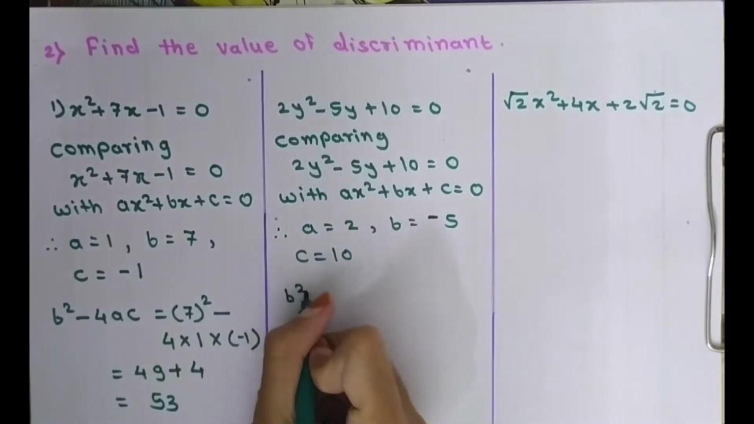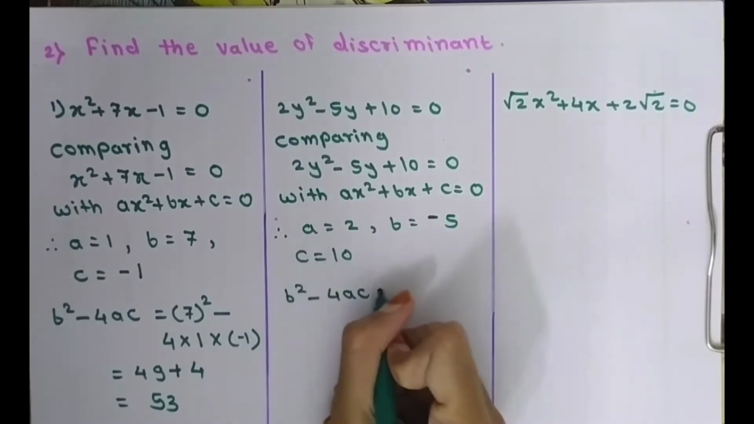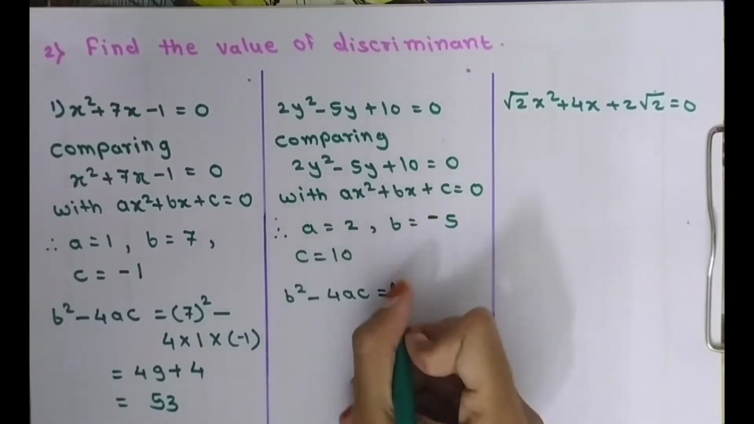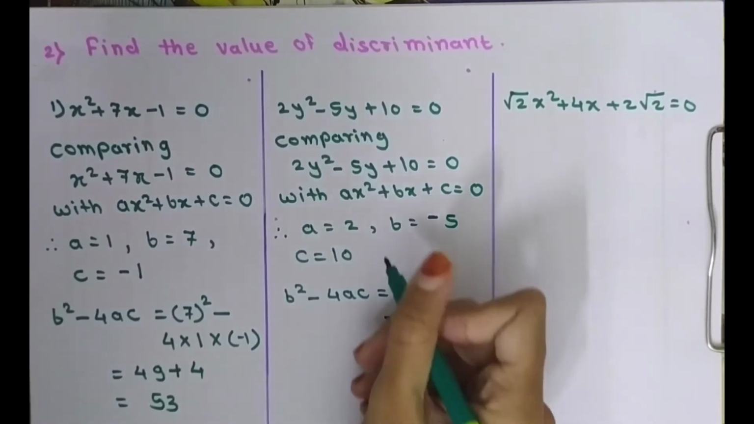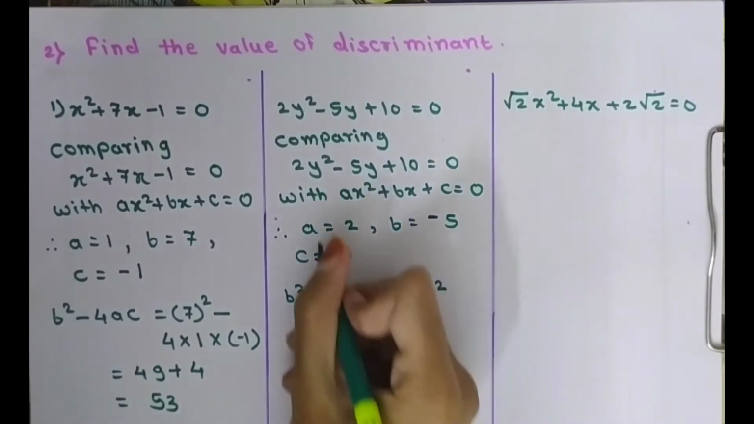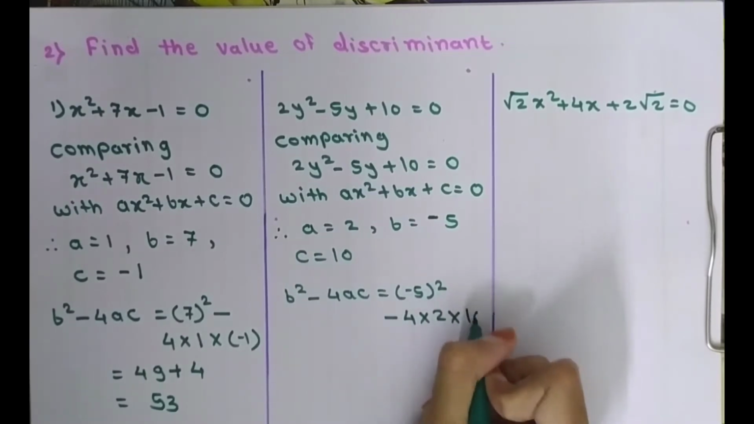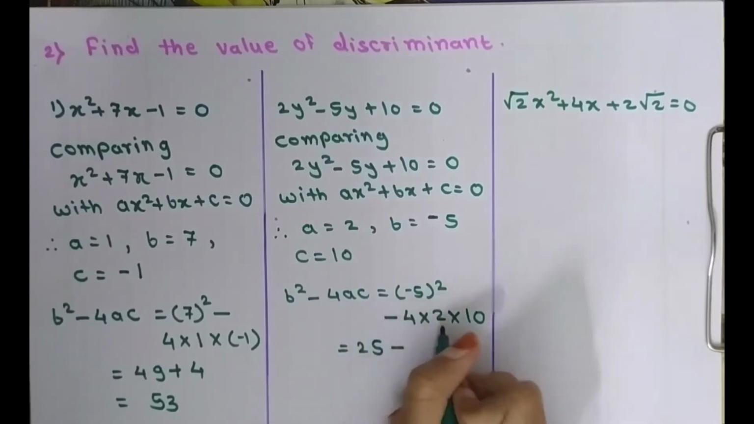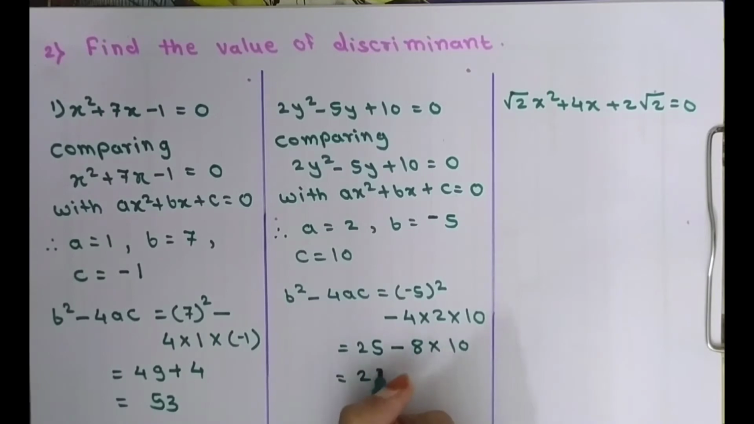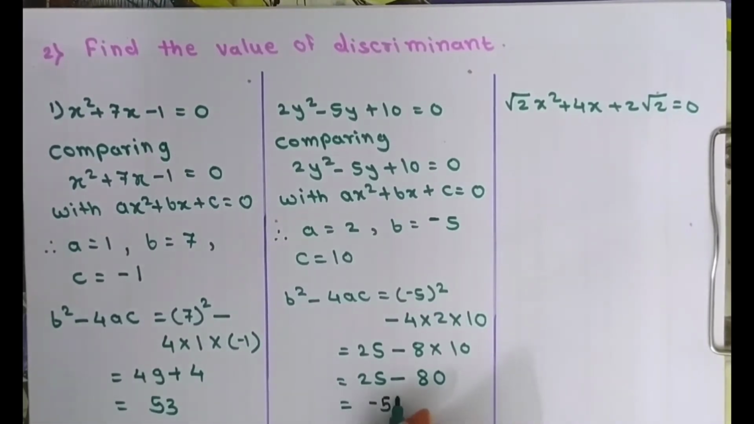So, b square minus 4ac is equal to, b square is what? Minus 5 square minus 4 multiplied by a is 2 multiplied by 10, is equal to 25 minus 4 times 2 times 10. 25 minus 80 is equal to minus 55.